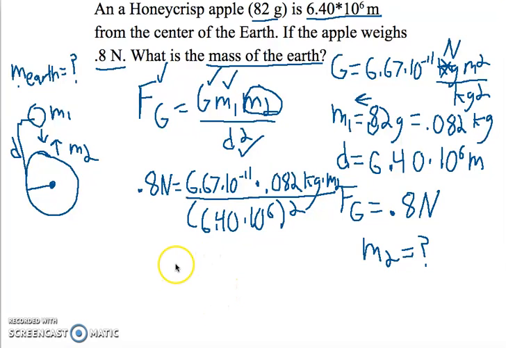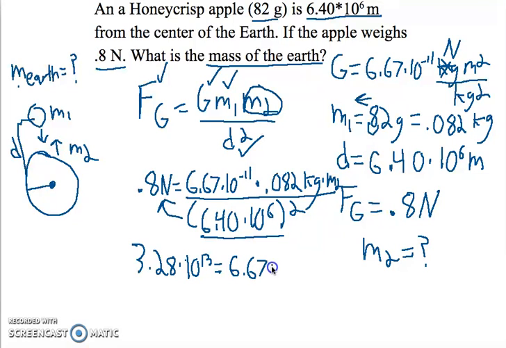And if we do that out, first thing would probably be to multiply this denominator by 0.8. So multiply 0.8 by 6.40 times 10 to the 6 meters squared. We're going to get out 3.28 times 10 to the 13th is equal to 6.67 times 10 to the negative 11th times 0.082 times m2. So again, what I did was I'm multiplying the denominator by the left side of the equation. So the equation's getting a little simpler here.